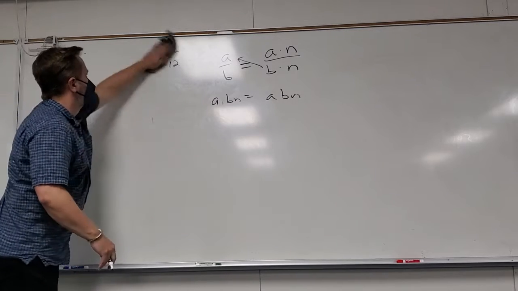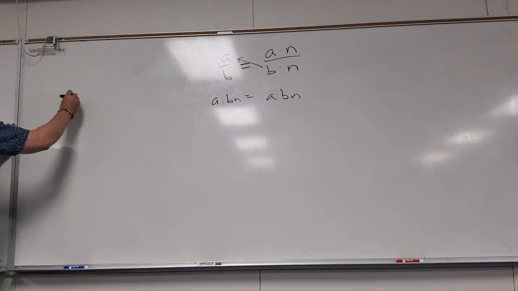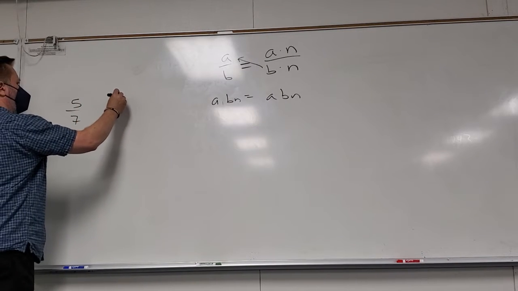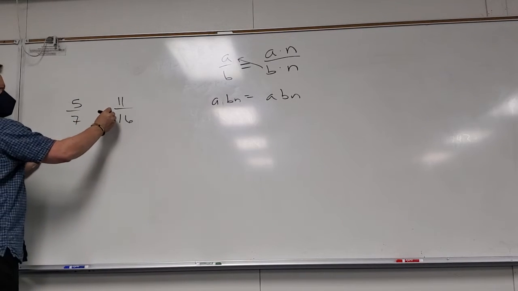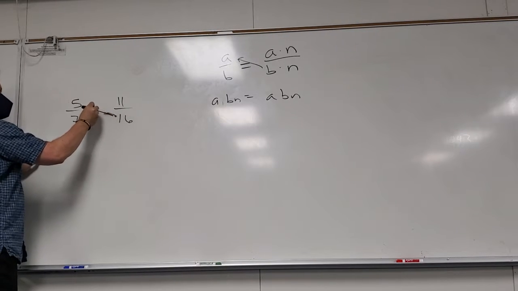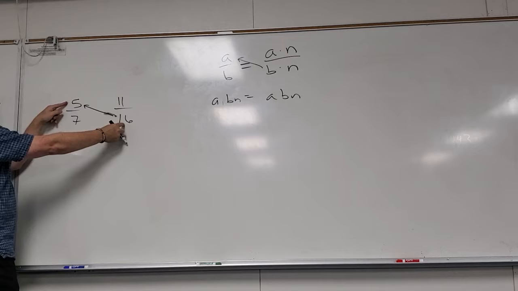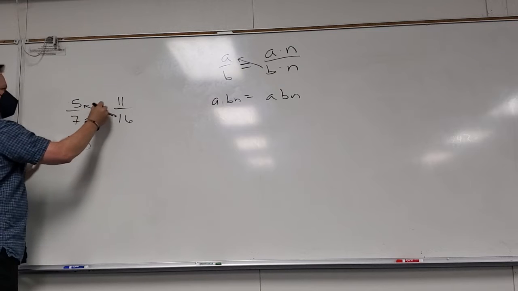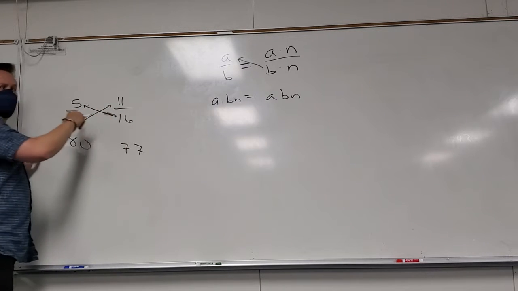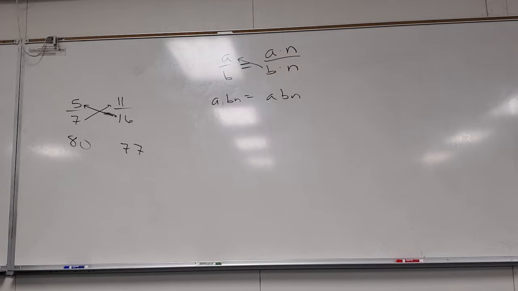Here's something neat. So what if I put 5 sevenths and 11 sixteenths? Are those equivalent? And always do this. This is really important, believe it or not. How do you check to see if these are equal? You do 16 times 5. So always do this times this and put the answer here. What is 16 times 5? 80. And 7 times 11? 77. So are they equal? No.